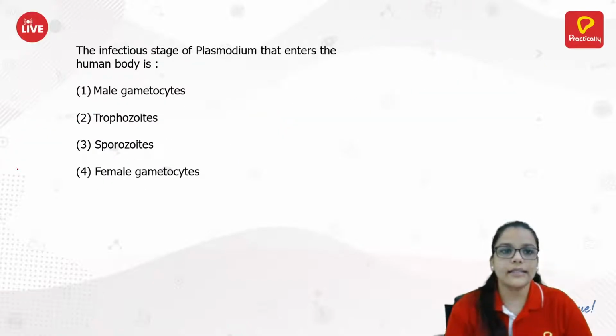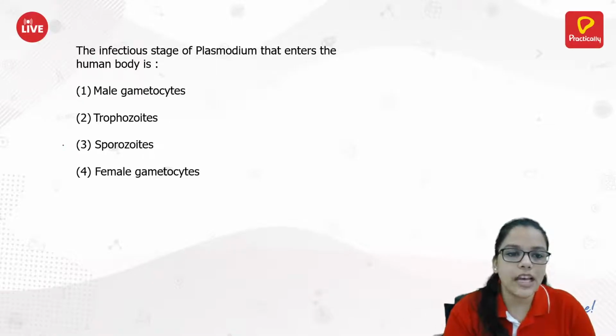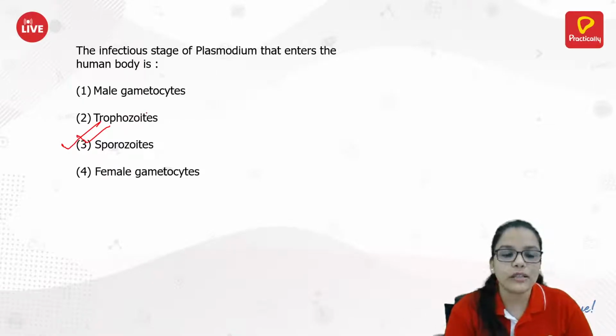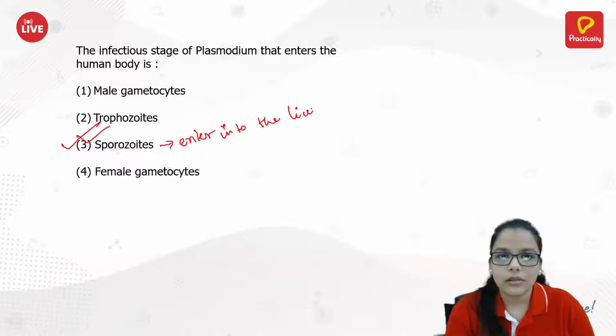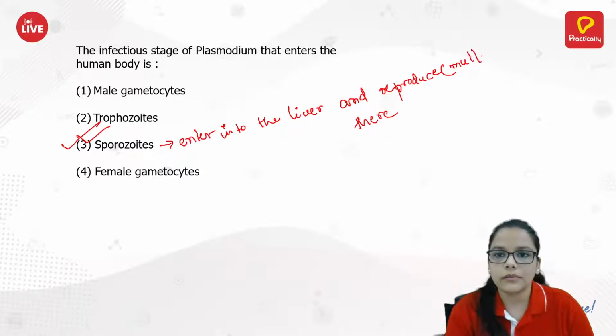Okay. Next, the infectious stage of Plasmodium that enters in the human body is sporozoites. No other things. We have to remember that it is the sporozoites which, okay, enter into the liver and reproduce there. Or multiply.